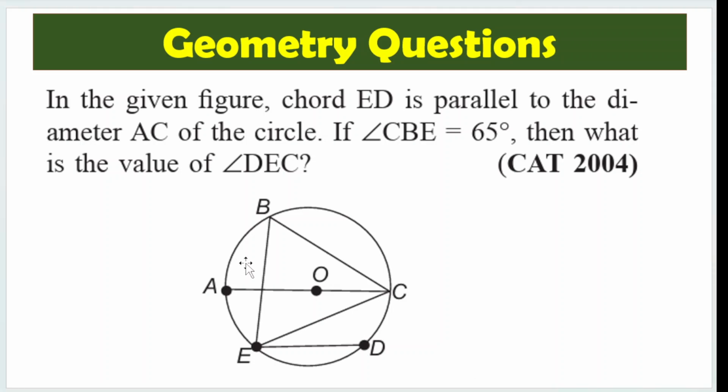Here we are given a circle, AC is the diameter, right? And ED is a chord which is parallel to this diameter. ED is parallel, right? Now angle CBE is equal to 65 degrees. This angle is 65 degrees. We want to find this angle, DEC.